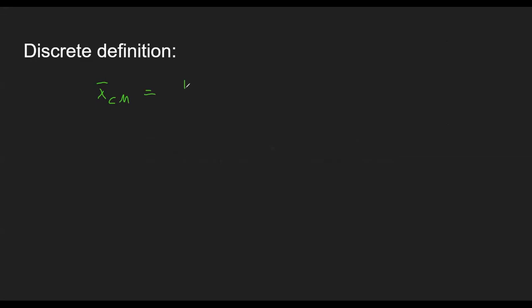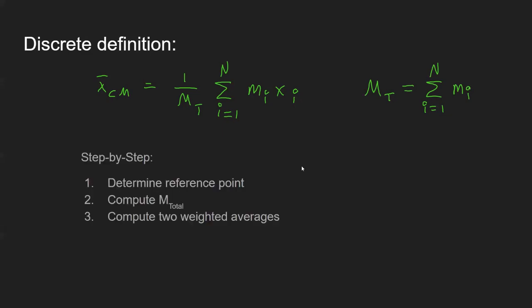This is equal to 1 over our total mass times the sum from i equals 1 to n. We have a collection of n objects of m_i x_i. So what we're doing is we're taking a weighted average of our positions, weighted by the mass of each individual point object. And of course, our total mass in summation notation can be written as the sum from i equals 1 to n of m_i. So that's our discrete definition. And of course, we can define the same for the y-coordinate of the center of mass.